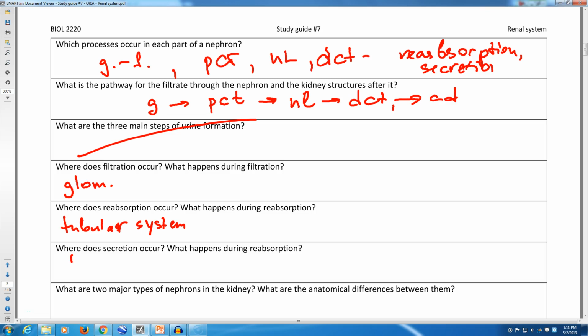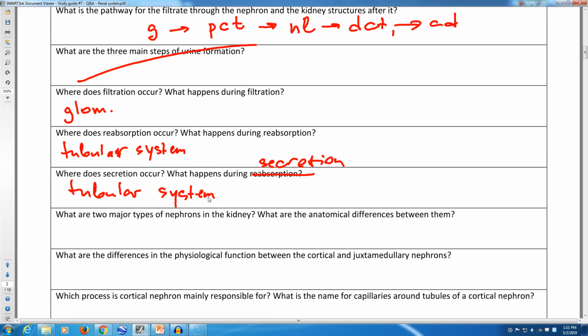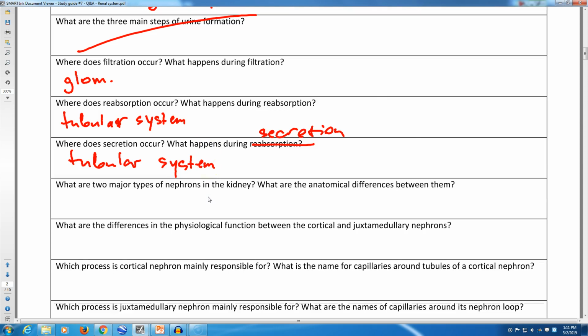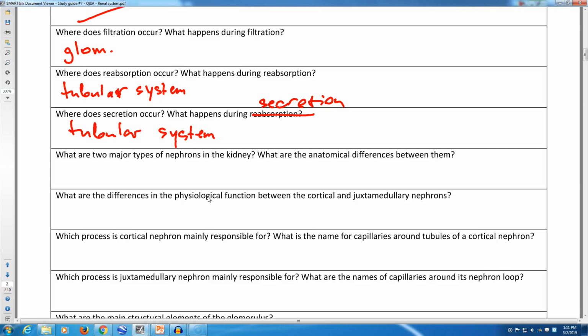Secretion occurs in the tubular system. Here's a typo, that should be secretion. It happens in the tubular system as well. Drugs and some chemicals and ions go back from the blood into the filtrate again.